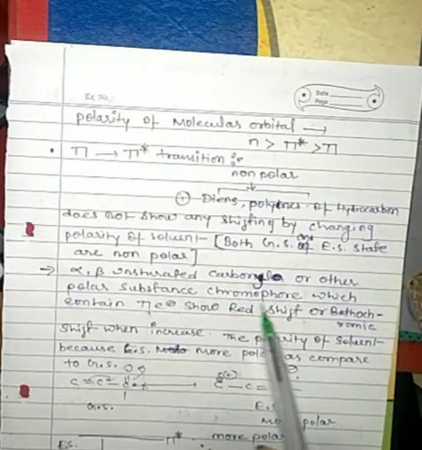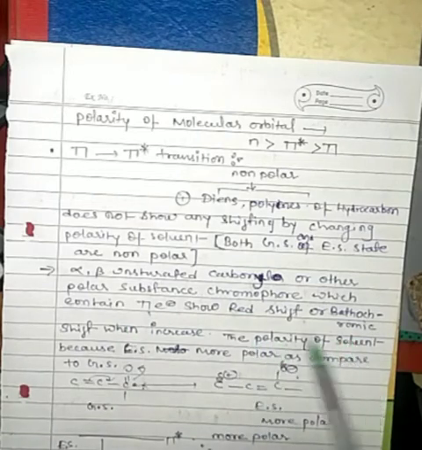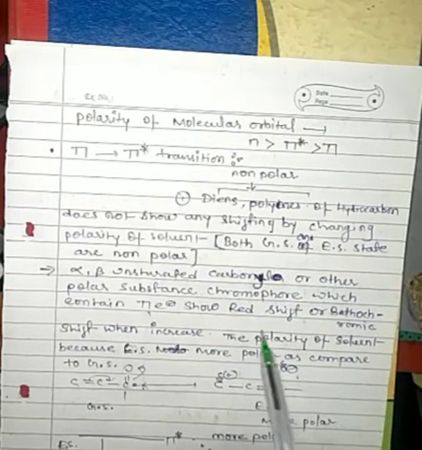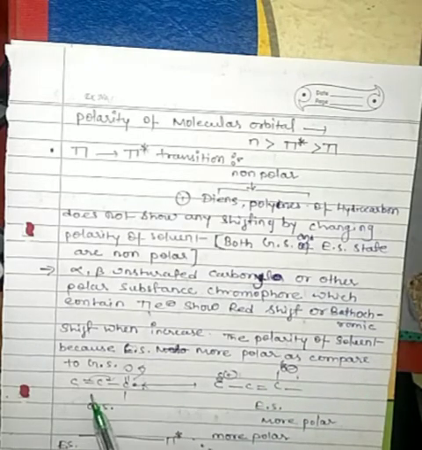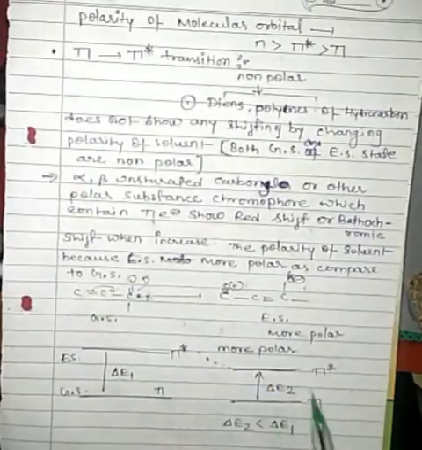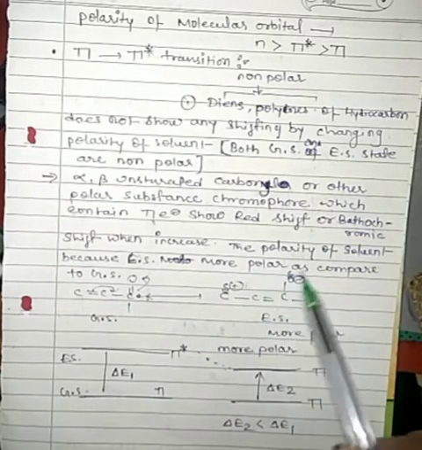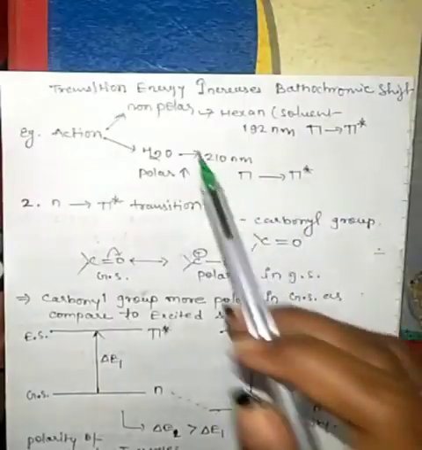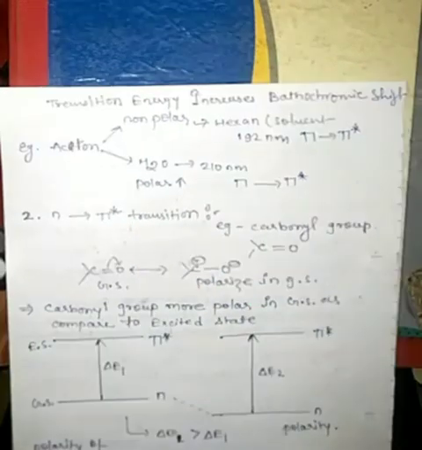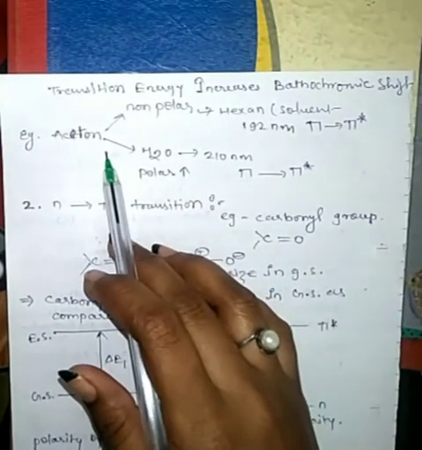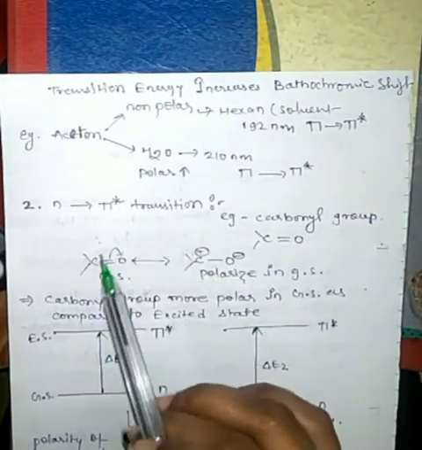Alpha beta unsaturated carbonyl or other polar chromophore which contains pi electron shows red shift or bathochromic shift when we increase the polarity of solvent, because excited state is more polar as compared to ground state. And here is the energy level diagram for carbonyl, alpha beta unsaturated carbonyl groups. Transition energy decreases by bathochromic shift. For example, acetone, with hexane as non-polar solvent and water as polar solvent.